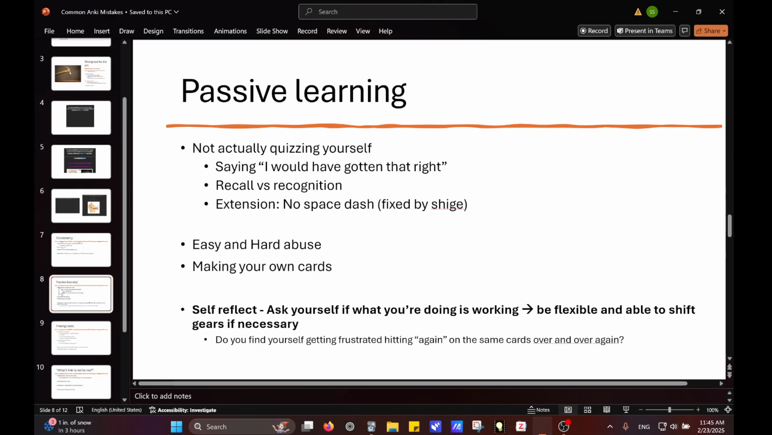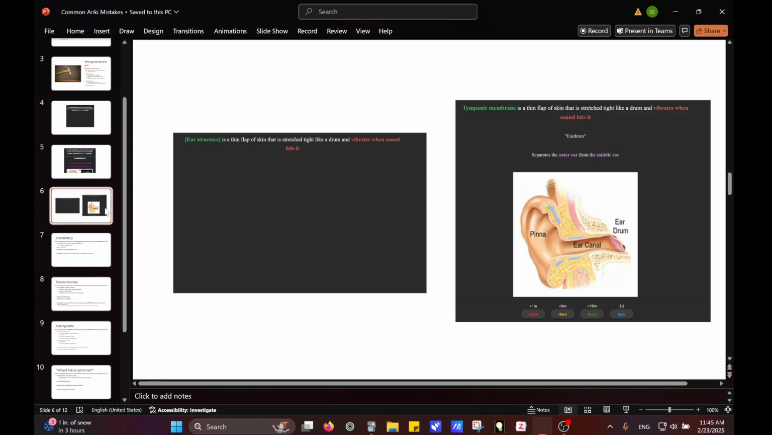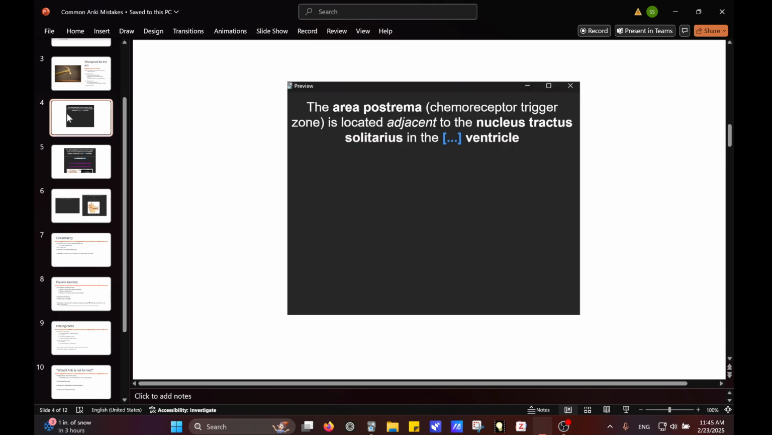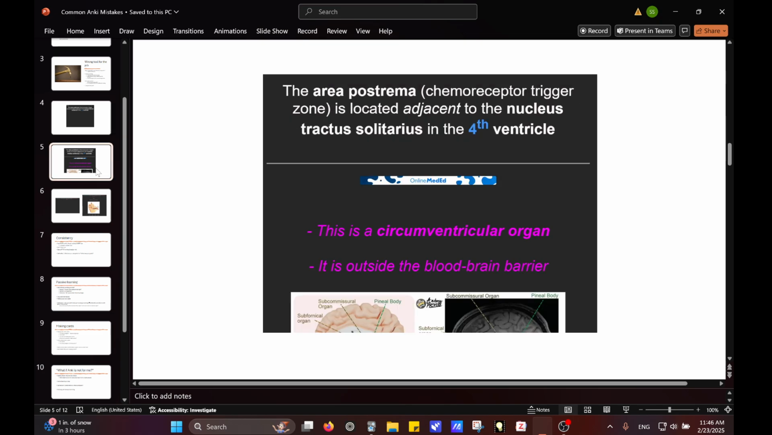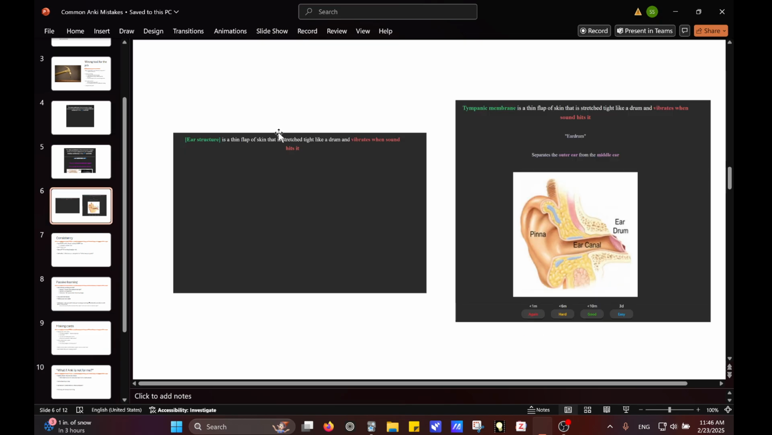Okay, the next mistake I see people make with Anki is that they passively learn rather than actively learn. So when you pull up a card, you have to quiz yourself. You need to read the question, and then you need to think of what the answer is, and then you need to click space. It is not okay to read the question, click space, and then be like, oh yeah, I know that. If you do that, you're going to be hitting again because you don't actually know it.